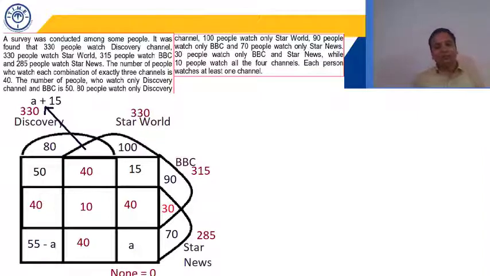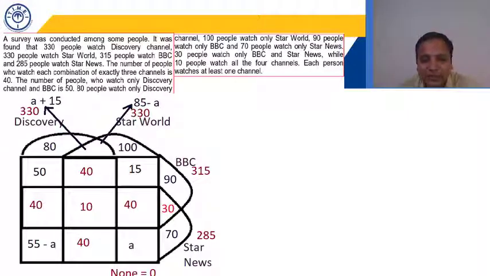Similarly, let's try from Star World. Sum of these values minus A gives the value of the same region. So can we equate these 2 regions? Let's add. 40 plus 40 plus 40, 120, plus 10, 130, plus 100, 230, plus 15, 245. Now 245 plus 5 is 250. To reach 330 we require 80 more. Can you say 85 is the sum of these 2 regions? So what is the value from this side? It comes out to be 85 minus A. It is representing the same region.